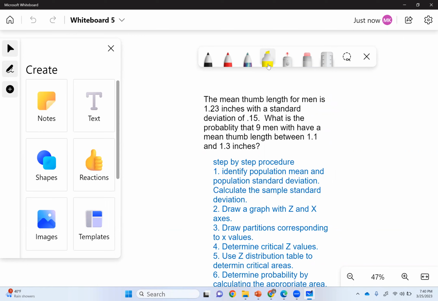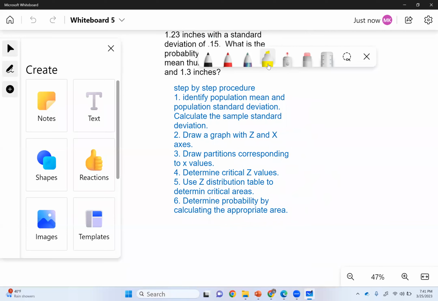Okay, so the mean thumb length for men is 1.23 inches with a standard deviation of 0.15 inches. That's for the entire population. What's the probability that 9 men will have a mean thumb length between 1.1 and 1.3 inches? All right, so we're going to follow this step-by-step procedure.